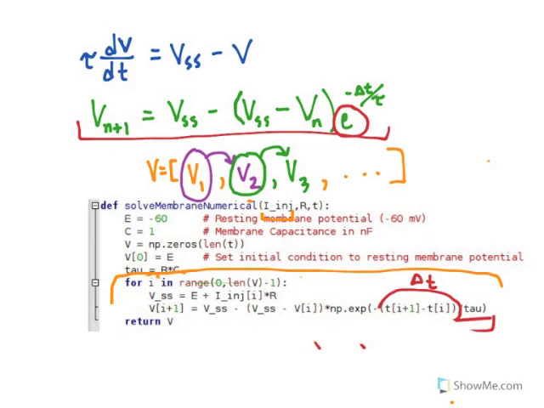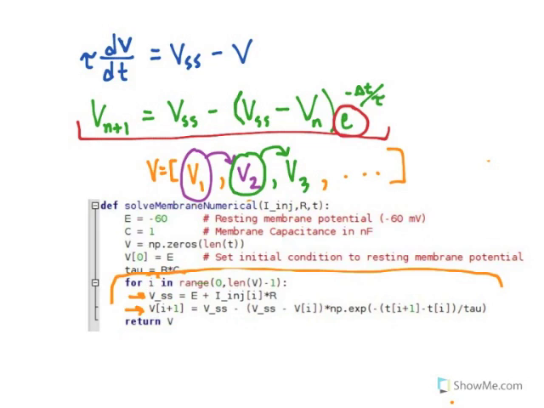So this line of code is exactly the same as what I wrote before, and essentially we're just going to keep on calculating the steady state voltage, and then based on that steady state voltage, calculate what the voltage or the membrane potential will be in the next time step. And we're going to do that until we reach the end of the list. So len v is the length of that list I was talking about. So that's the iterative method there.